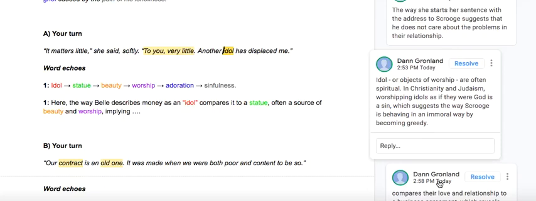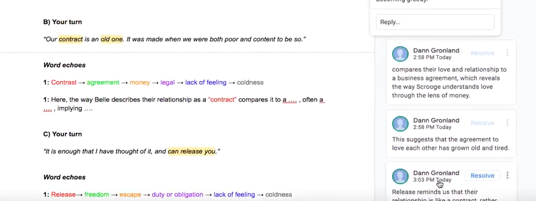So the analysis is here. The way Belle describes money as an idol compares it almost to a statue, often a source of beauty and worship, implying, and that's what you have to try and finish off, and you've got to try in the last part of that sentence touch on the idea of adoration or adoring, and then sin or sinfulness. You don't have to use the words in exactly the same form there. You could use adoring or adore, and you could use sin or sinning instead of sinfulness. But you've got to try and touch on those concepts. Then what I want you to try and do is have a go with these last three examples. My dog is trying to encourage you.